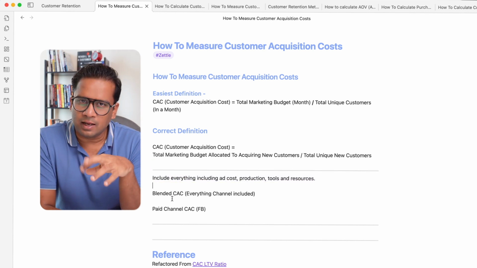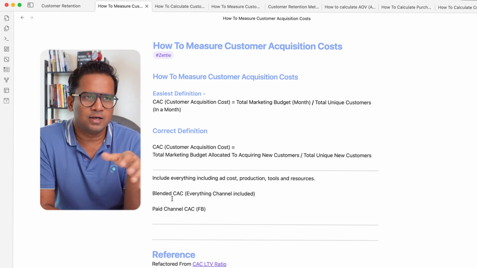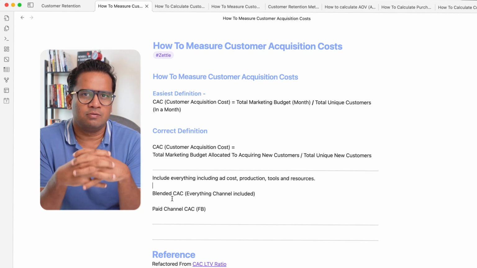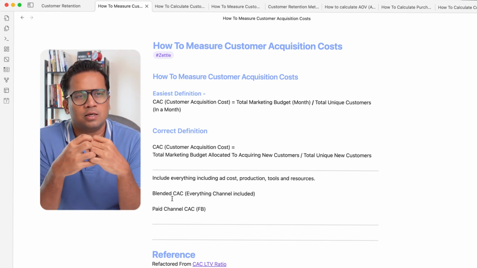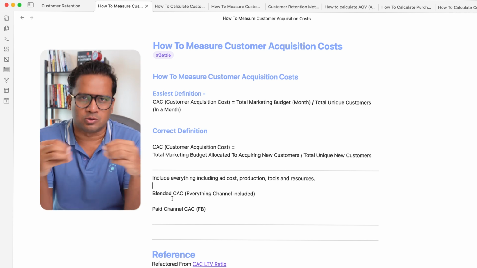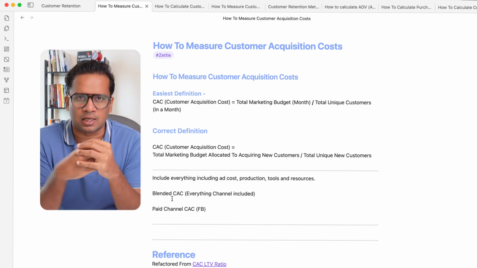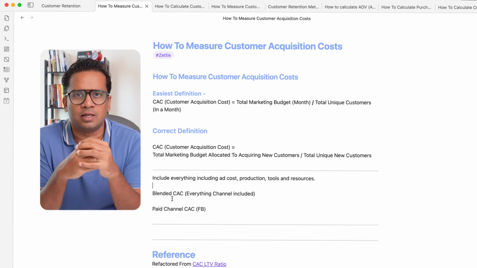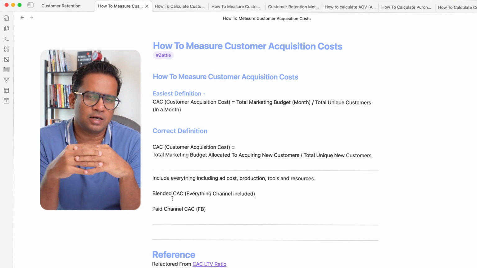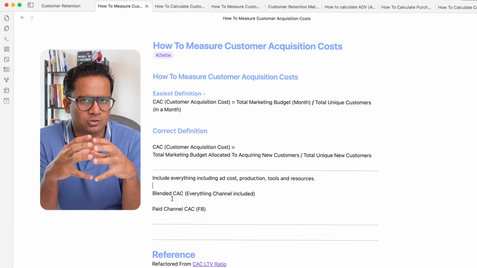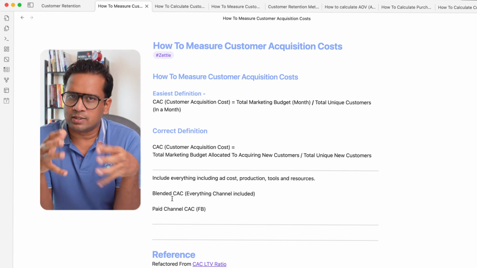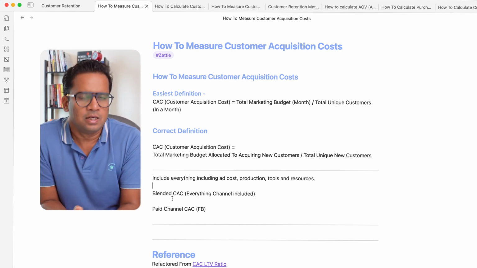Next is blended CAC. The easiest is blended CAC, because blended means everything. You take all the sources, all the channels, and you give a blended CAC. There might be some channels where you are not spending any money, like organic, or email marketing where you might be spending very little money, and you also include the Facebook ads budget in that. So you get a blended CAC. Blended CAC is a little bit misleading, but it's good enough for our calculation, just to get a start on where our current CAC and LTV are at.